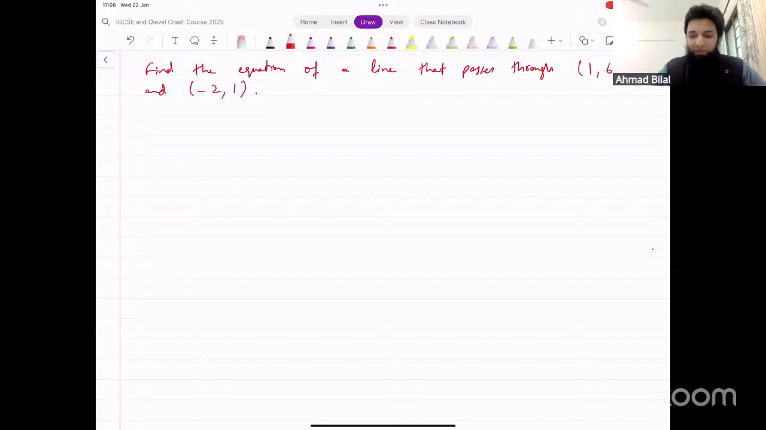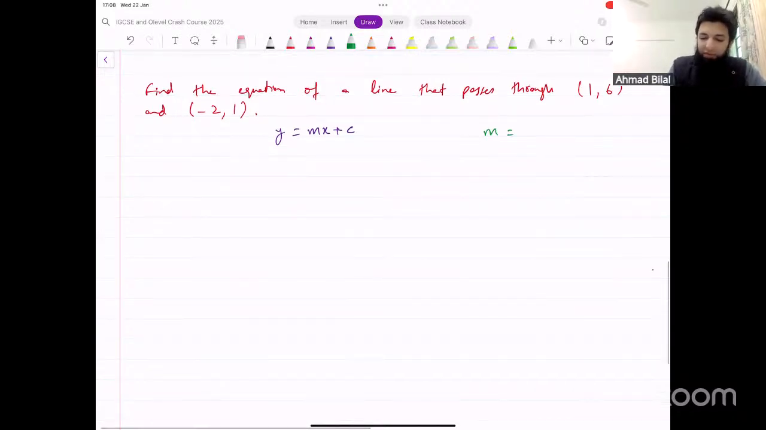How do you find the equation of this line? What's the standard form of the equation of a line? It's y equals mx plus c, right? That is the standard form. Now, what do we need for writing down this equation? We need the gradient and we need the y-intercept, and we don't have either of those two things. First of all, we start by finding the gradient. How do you find the gradient? y2 minus y1 over x2 minus x1. You can call any one of these points x1, y1, and then the other one would be x2, y2.